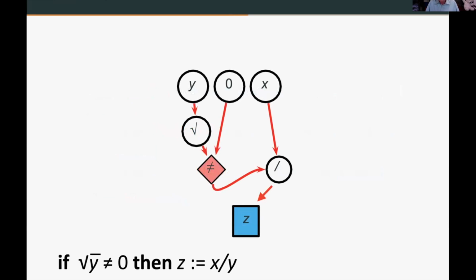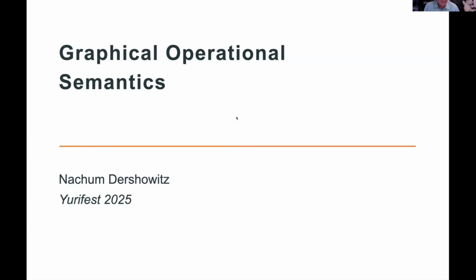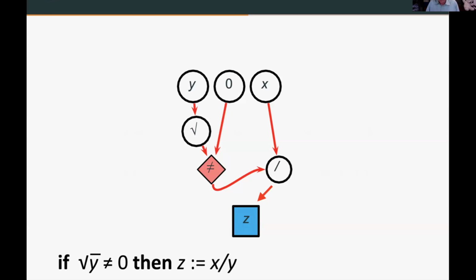So here, the point is that reading y precedes taking the square root. Reading 0 precedes this comparison of equality down there. And reading x before you divide. So this is part of the graph describing the control order, in what order things have to happen when you want to, in an instruction like if the square root of y is not equal to 0, then put x divided by y into z.